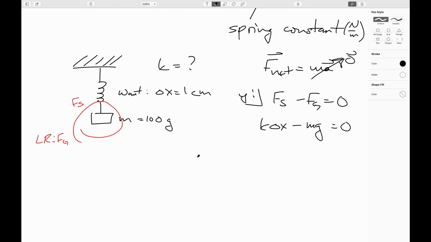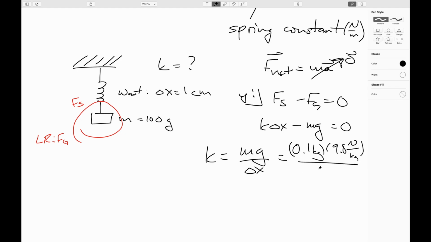All right, so we get that our spring constant would be mg over delta x. So we said 100 grams, so that's 0.1 kilograms, times 9.8 newtons per kilogram, and we wanted a 1 centimeter stretch, so that's 0.01 meters. Alrighty, well that works out to be, the kilograms cancel, we're left with newtons per meter. 0.1 over 0.01 is equal to 10, so this gives us 98 newtons per meter.